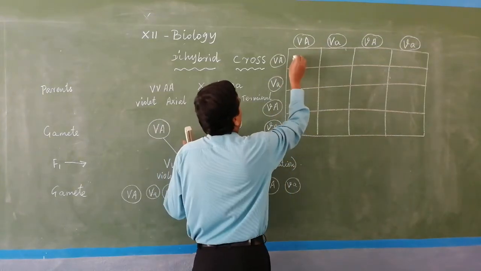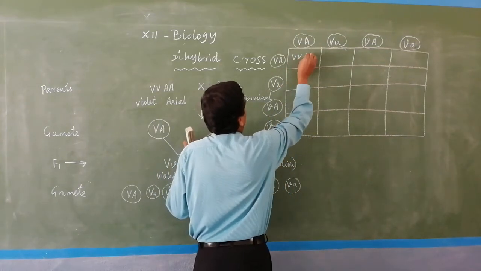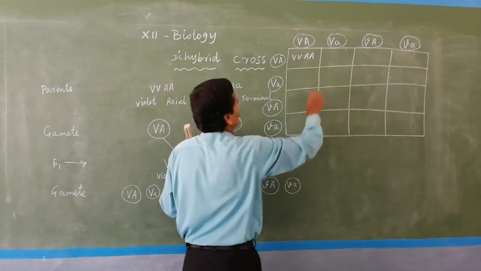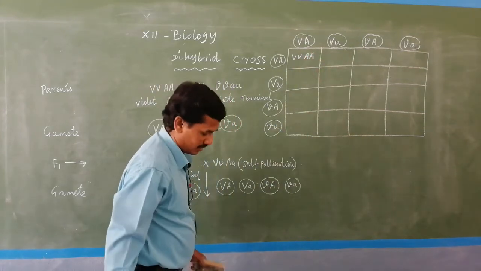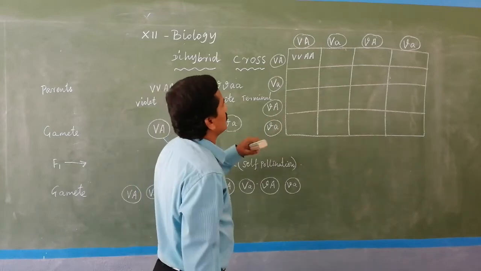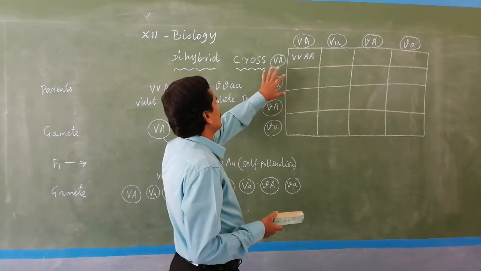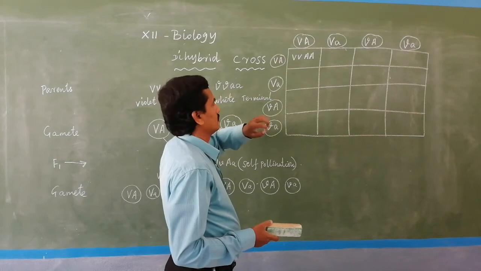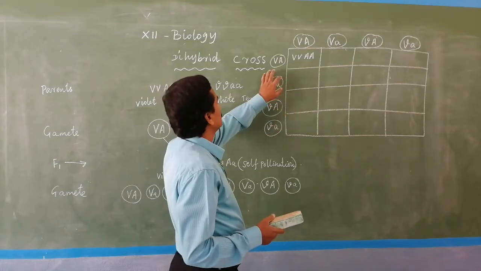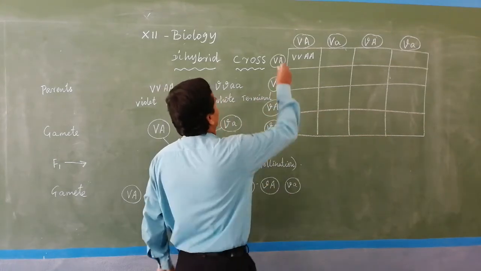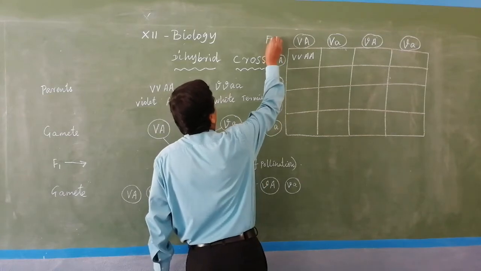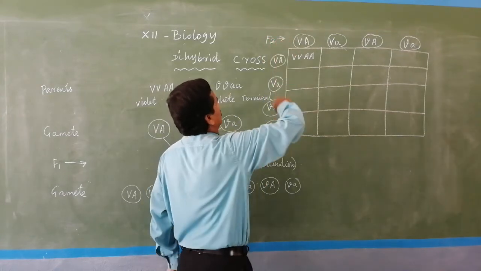Listen. Capital V, capital V, capital A, capital A. Already done. So I give another example also. Already done this Punnett square, same dihybrid cross. Okay, this is actually what? This is F2 generation. F2 generation.